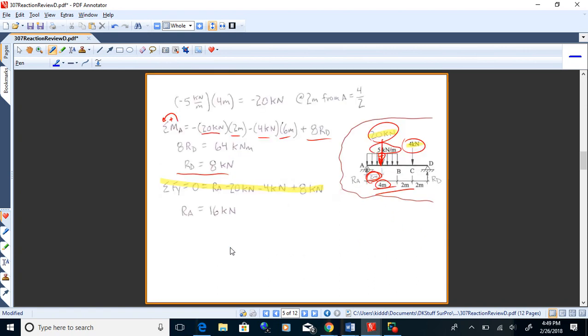Okay, so there's working that thing out. You get 20 kilonewtons at 2 meters. So the moment's negative 20 by 2 minus 4 times 6 plus 8 RD. So RD is 8 up. Sum of Fy is 0, so RA is 16. All right. So we good?